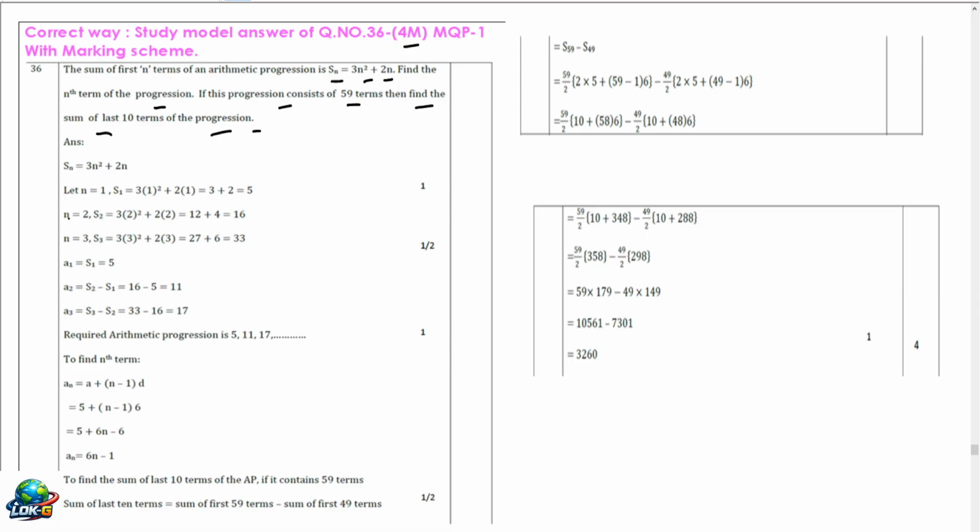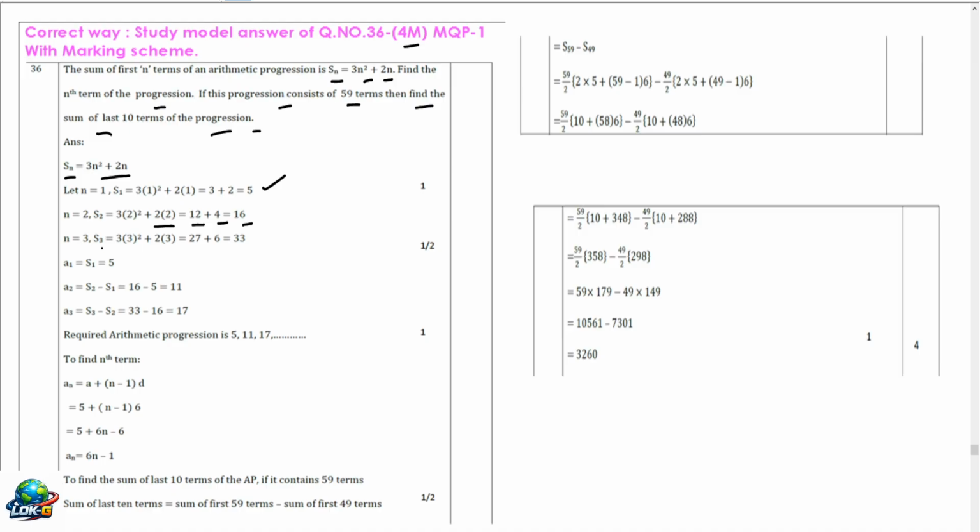See. First of all, Sn is given as 3n square plus 2n. When you put n is equal to 1, you will get S1. 3 into, wherever there is n, you put 1 carefully. Carefully study this. 1 square plus 2 into 1. 3 into 1 is 3 plus 2 is 5. S1 is 5. n is equal to 2 you put, you get S2. S2 is equal to what? 3, wherever n is there, put 2. 2 square plus 2 into 2. 2 square is 4, 4 3s are 12. 2 2s are 4. 12 plus 4 is 16.